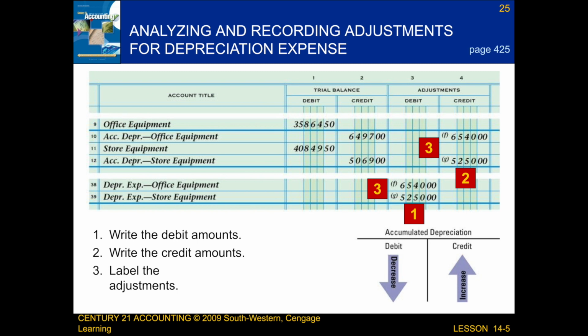And one last thing to note here is that accumulated depreciation is another contra asset account that has a normal credit balance. So it increases by a credit and decreases by a debit.